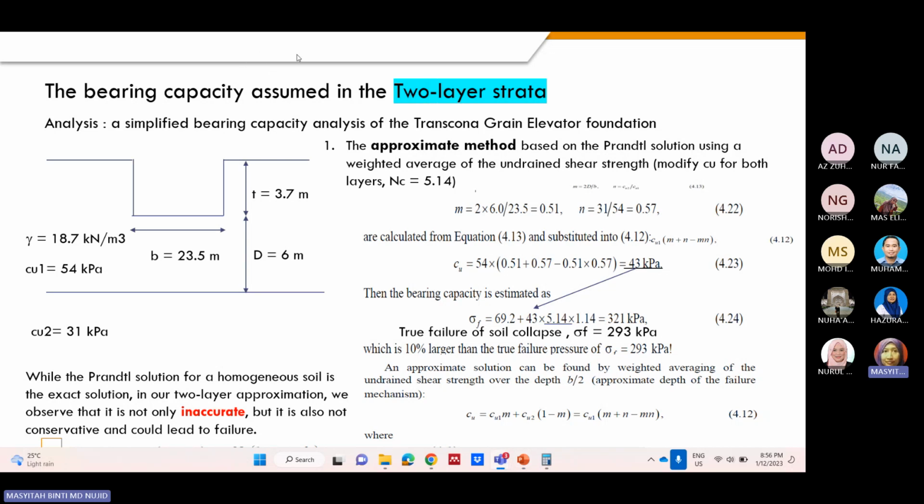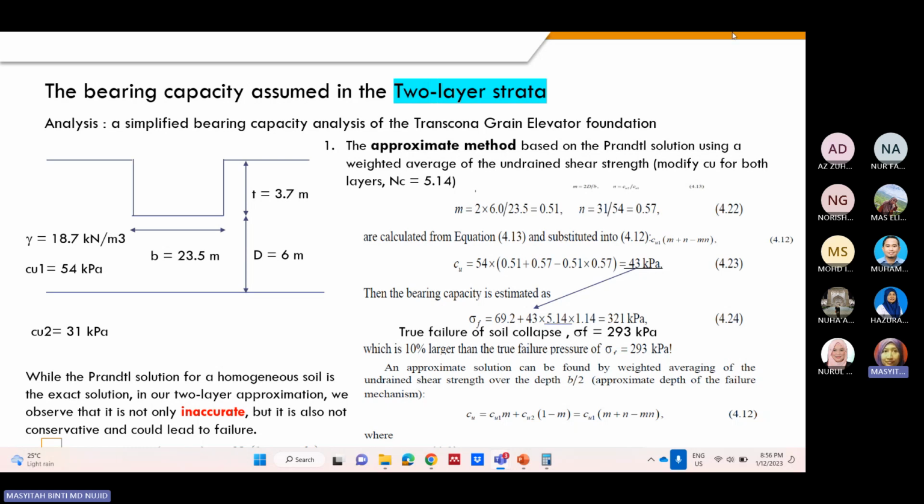This we call an approximate method based on the blended solution, using the weighted average of the undrained strength, modifying CU for both layers. NC is the same 5.14, but only the CU value changes. We had two failure mechanisms, one blended and one scoop. Now we analyze the two-layer strata using the blended failure mechanism, to see what surface load we get.